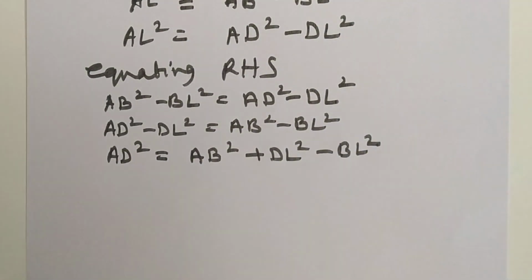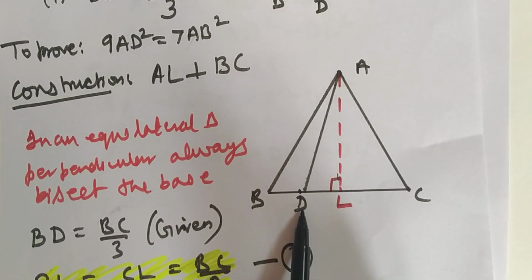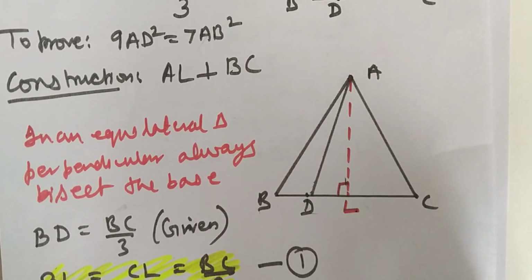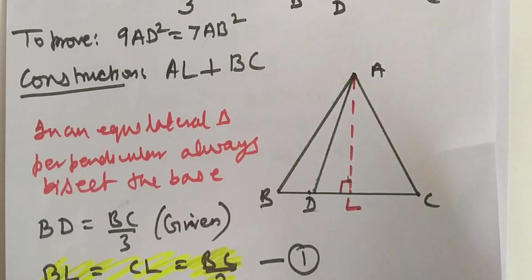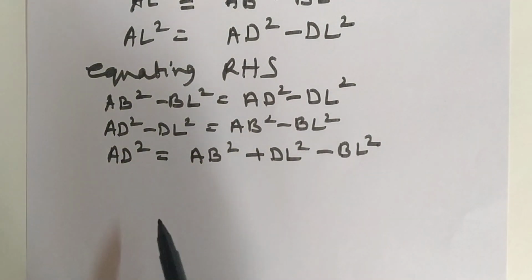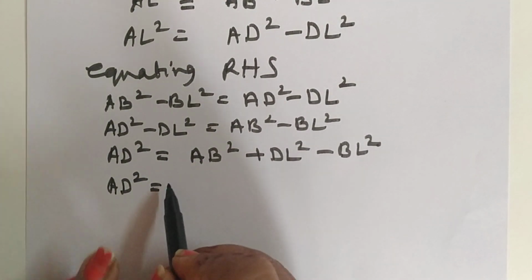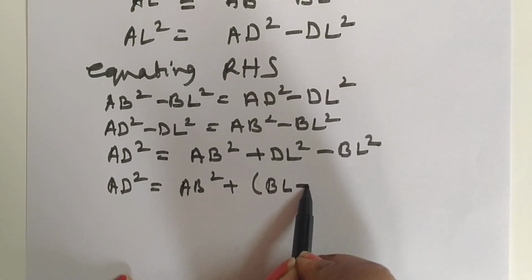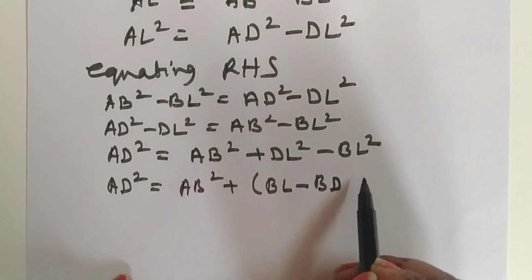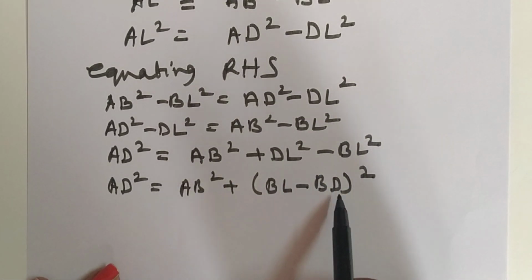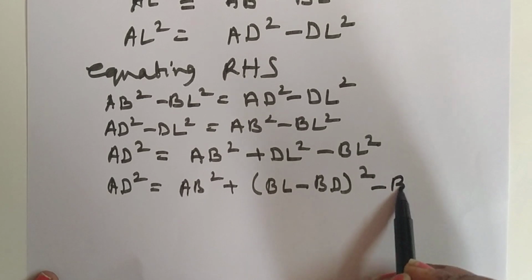Now if we see the figure, what is DL? DL is BL minus BD. Because we don't need DL here, instead of DL we are going to write BL minus BD. So AD square, we are not going to touch this, we need AD, we need AB square plus, instead of DL, we are going to write BL minus BD whole square. Remember, we have to put whole square, not BL square minus BD square. That will make your answer wrong.